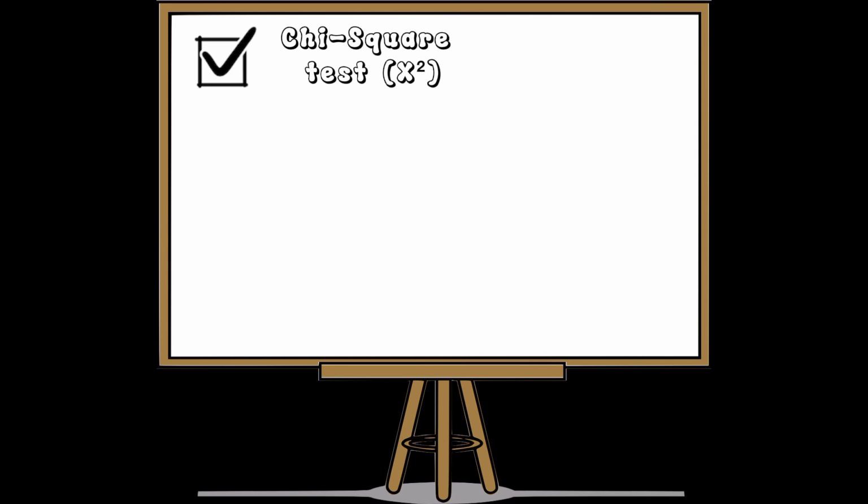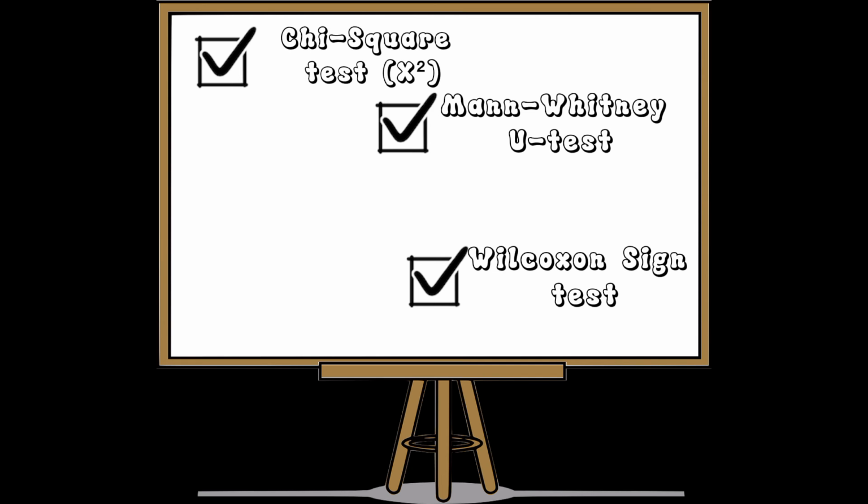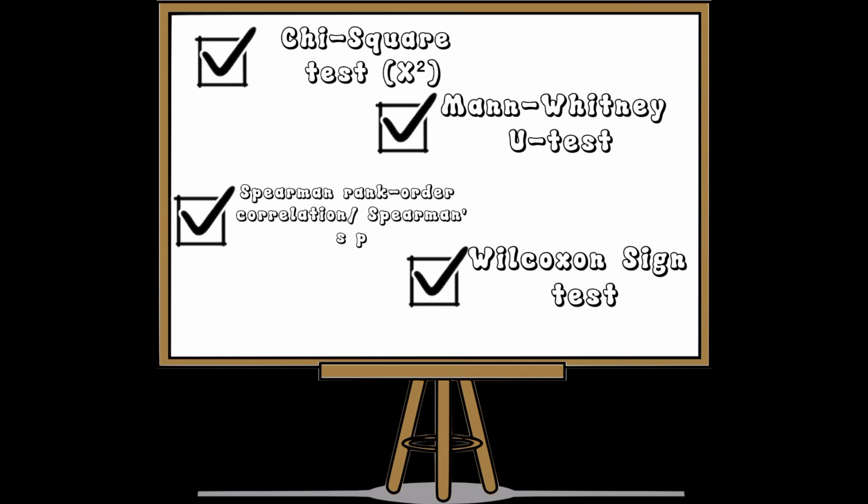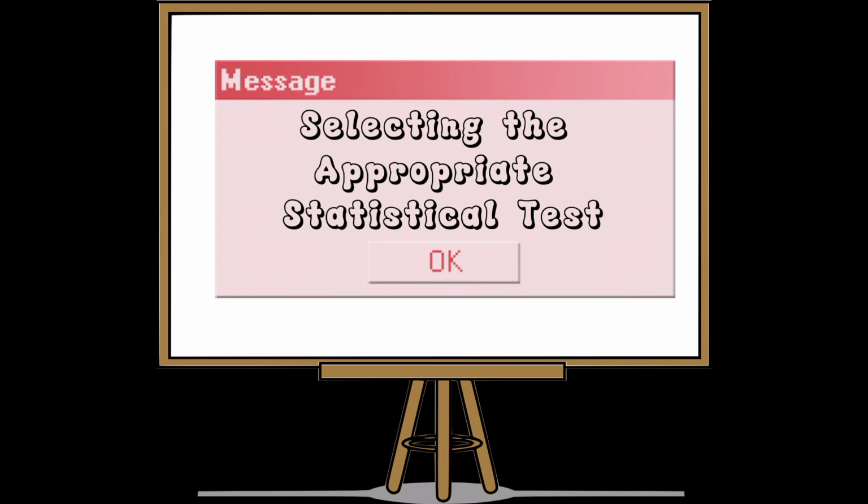The common examples of non-parametric statistics are chi-square test, Mann-Whitney U-test, Wilcoxon sign test, Spearman rank order correlation, Spearman's rho, and Kruskal-Wallis test. Selecting the appropriate statistical test.